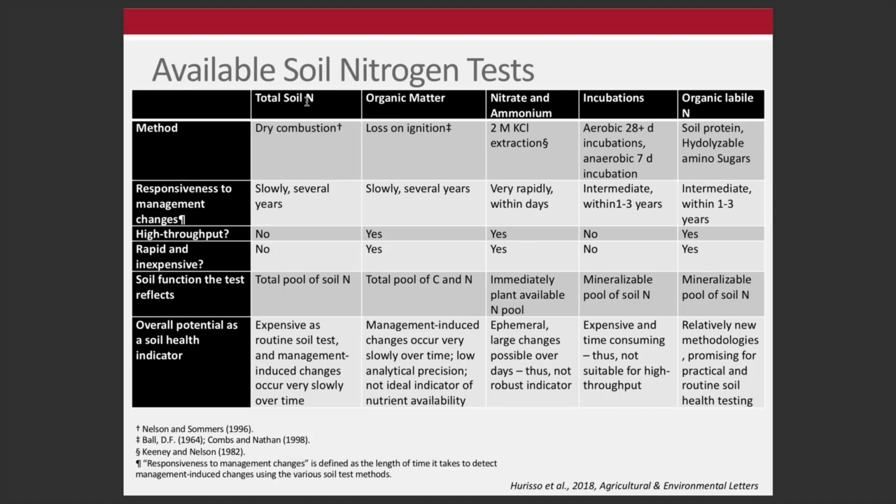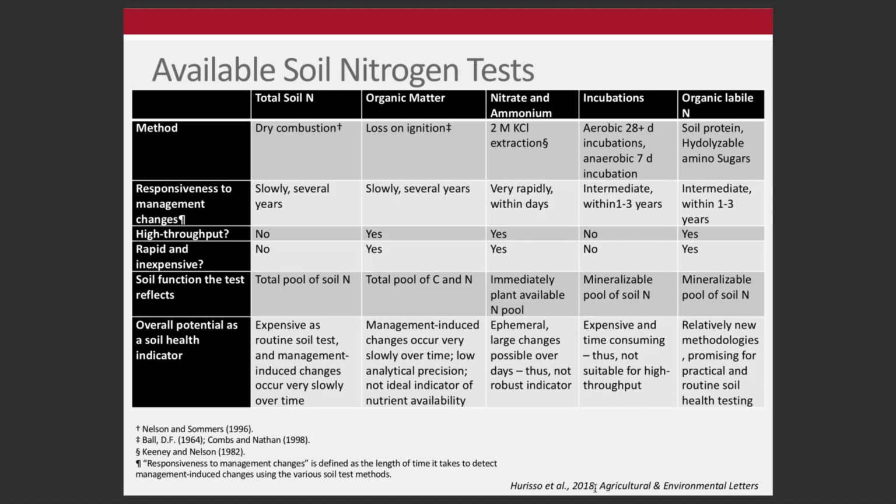These are the methods. Total soil nitrogen, we talked about that. We could use organic matter that's commonly measured in labs via loss on ignition as a proxy for total nitrogen. Here's nitrate and ammonium. Here's these incubation methods. And then there's different characteristics. So this is just some of the important things that we talked about in the context of the advantages or disadvantages for making these tests that can be implemented commercially. Can they be high throughput in a commercial testing lab? Can they be inexpensive? Are they responsive to management changes? Functionally, what do they reflect in the soil? And then what's their overall potential as a soil health indicator?